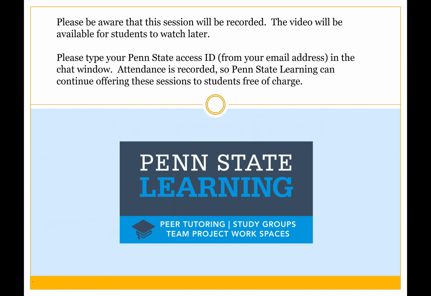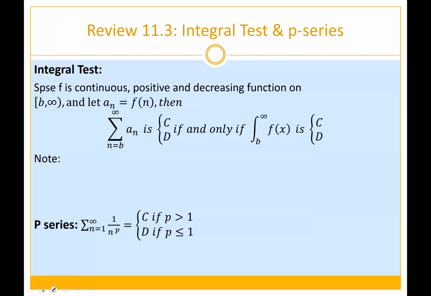Today we're going to be going over sections 11.3 and 11.4. Basically, the two main methods that you're going to use to determine if a series is convergent or divergent are the integral test in 11.3 with the p-series test, and in 11.4 the comparison test, including the direct and limit comparison.